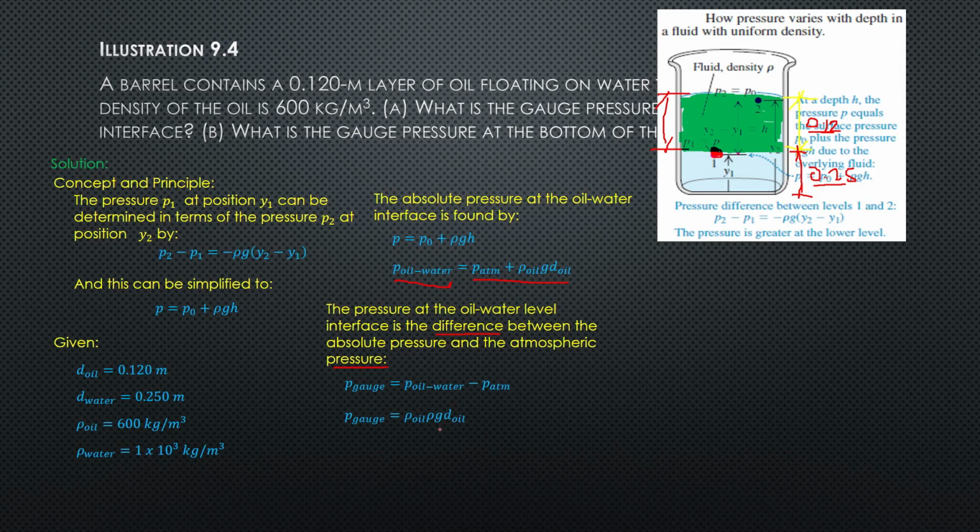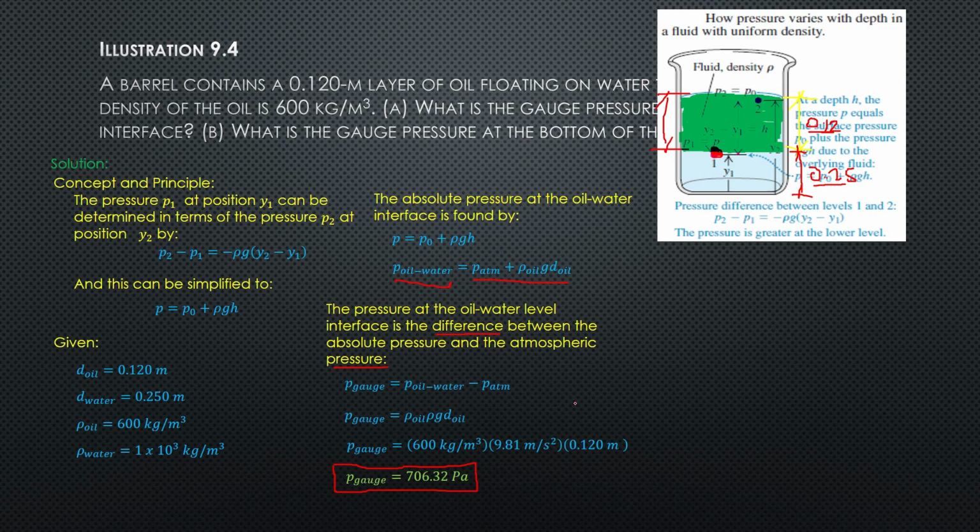So substituting the values, the gauge pressure at the oil-water level will be the density of the oil, which is 600 kilograms per cubic meter, multiplied by acceleration due to gravity 9.81, and its depth 0.12, and that gives you 706.32 Pascal. This is the gauge pressure at the oil-water interface at this point.